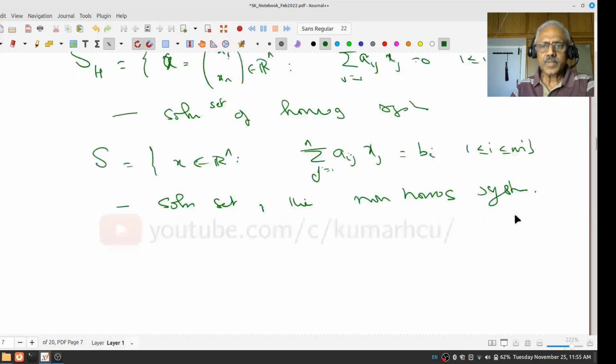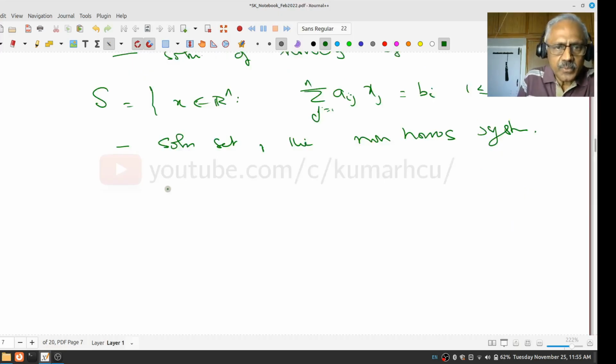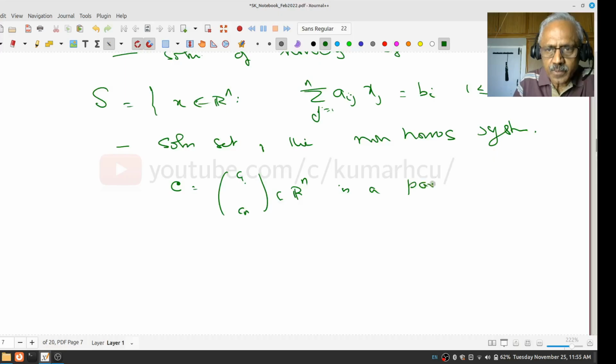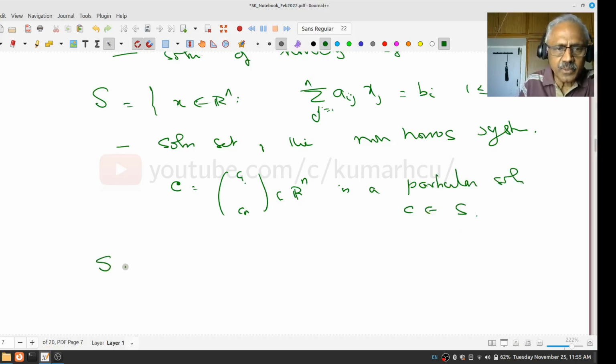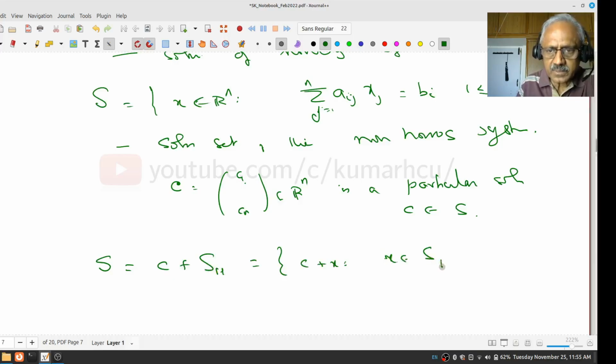So what we have learned is, suppose I have some c equals (c1, ..., cn) in R^n which is a particular solution. That's the word you use, that is, c belongs to S. Then we know how to describe S: S equals c plus S_H. This is the set of all c plus x, where x is in S_H.